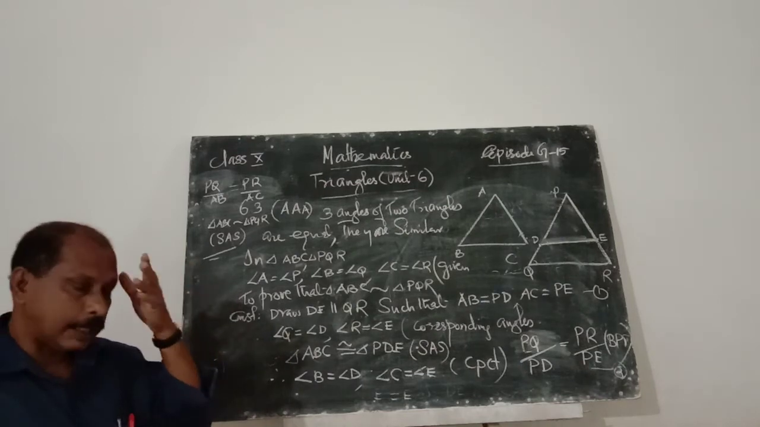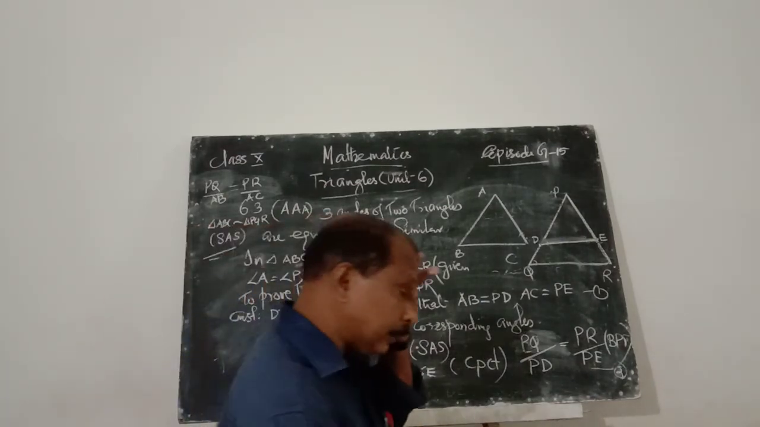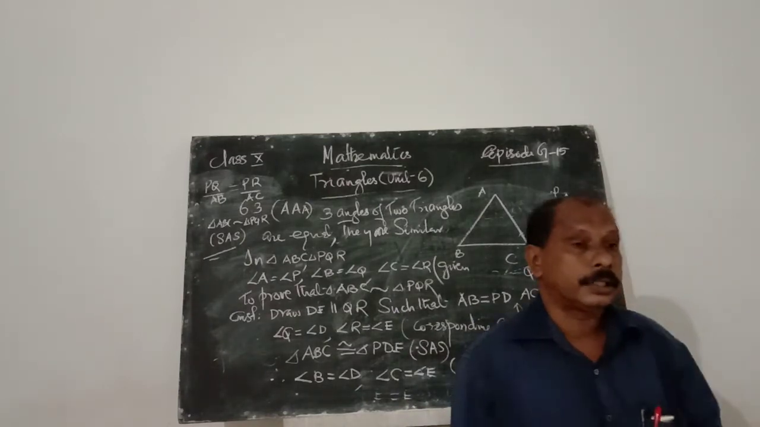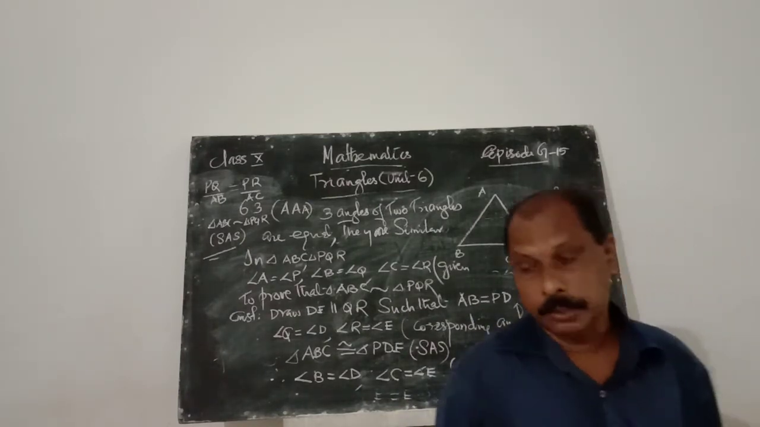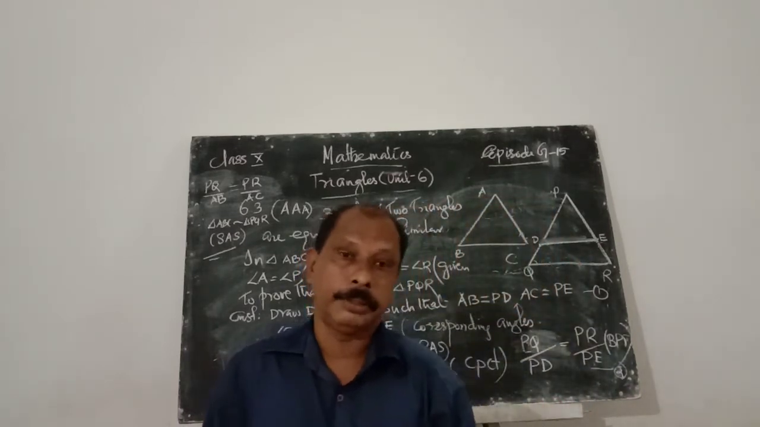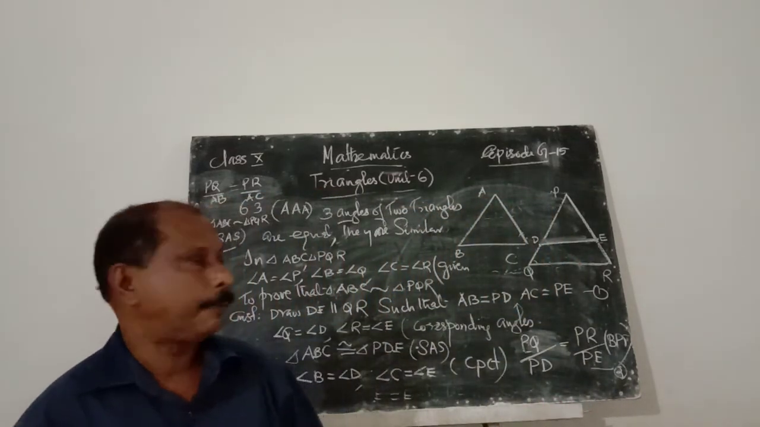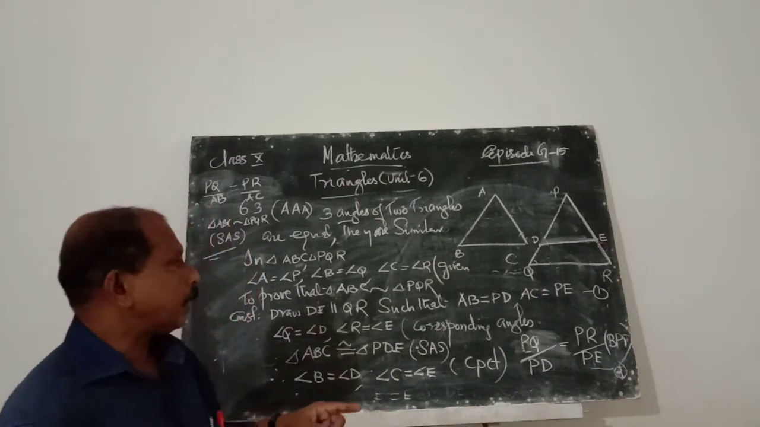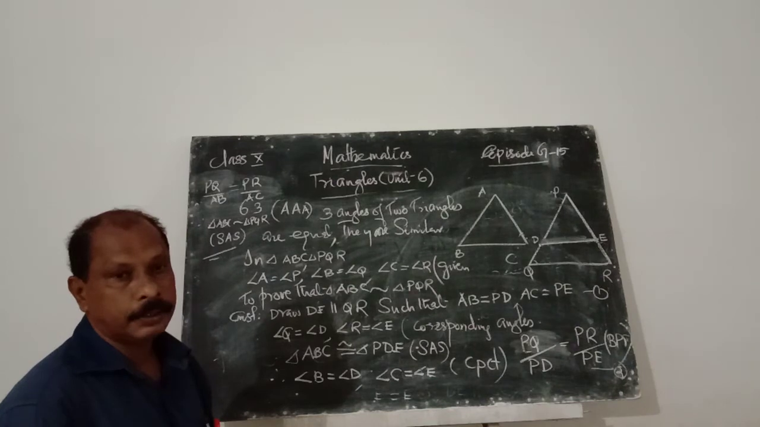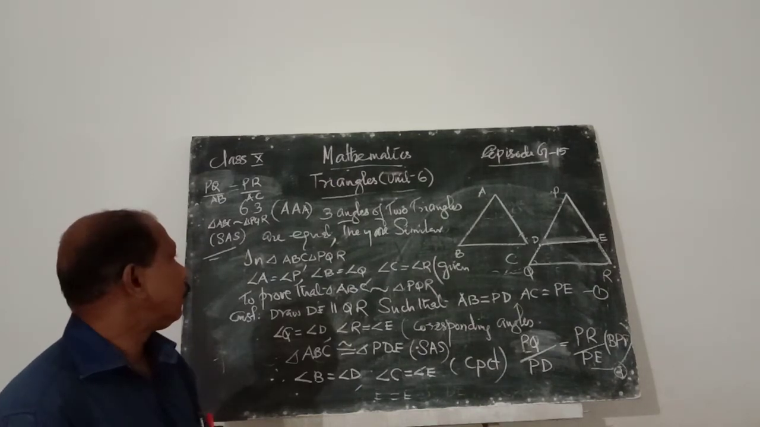Listen, what is the theorem? Theorem 6.3, the similarity of triangles: three angles of a triangle are equal to the corresponding three angles of another triangle, then they are similar. That is our theorem. Therefore, constructing two triangles ABC and PQR, given that what is it?